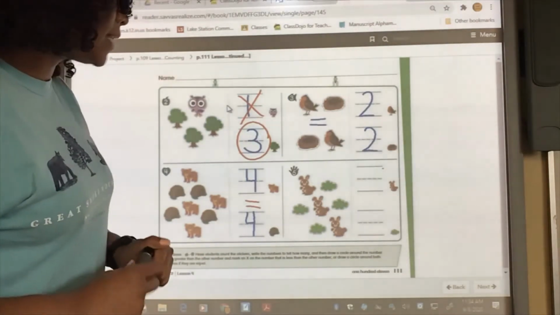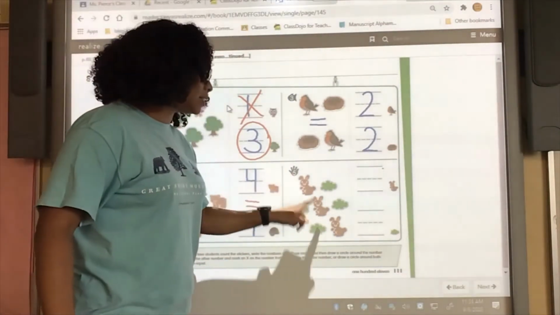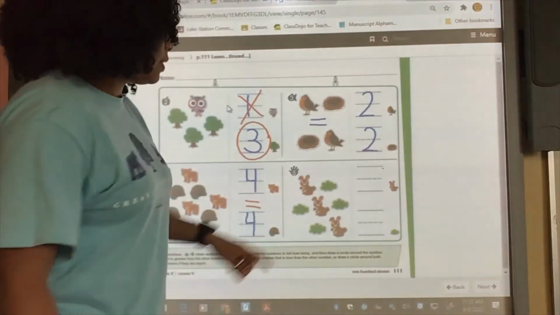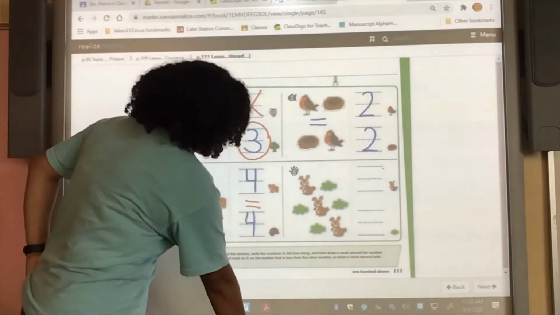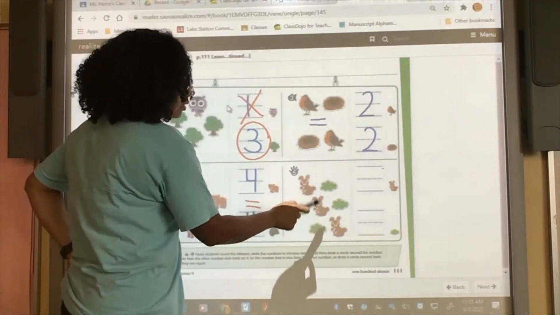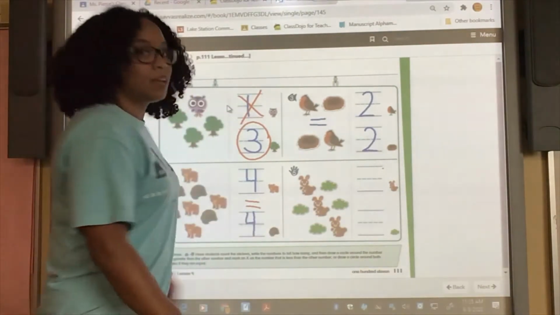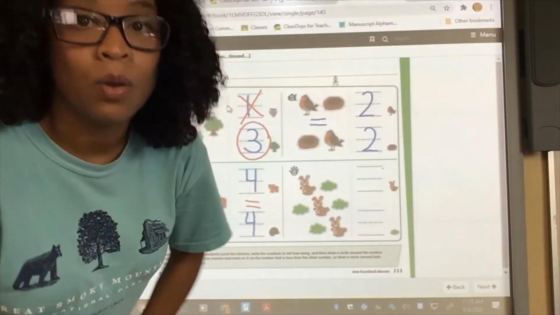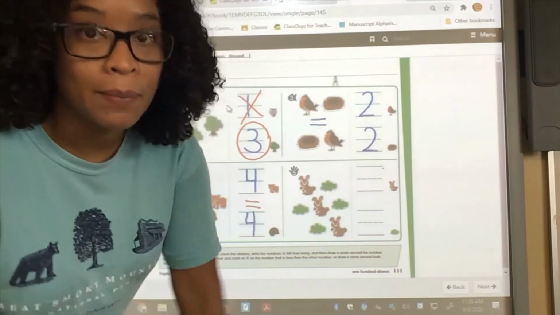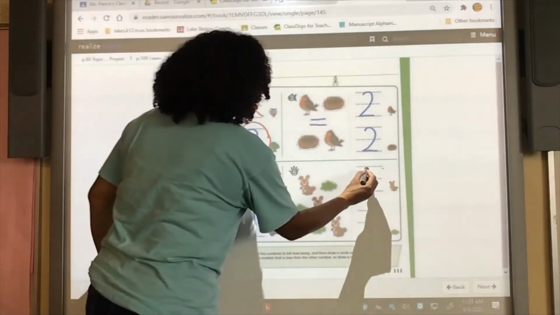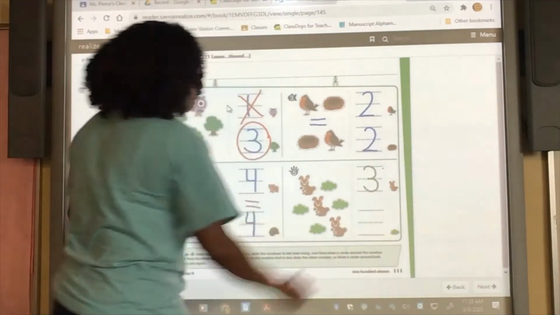It looks like we are counting and comparing bunnies and bushes. And first they want us to count our bunnies. So let's count our bunnies. 1, 2, 3. There are 3 bunnies. What am I going to write to show that there are 3 bunnies? I'm going to write the number 3. Here I go, around and around.